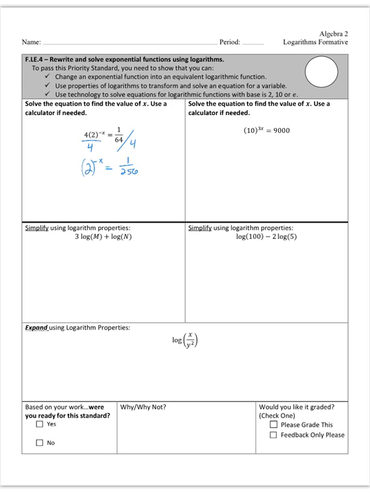So it's going to be log. I'm going to use a different color. Log base 2 of 1 over 256 equals negative x.